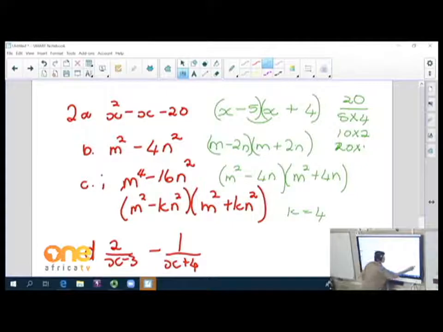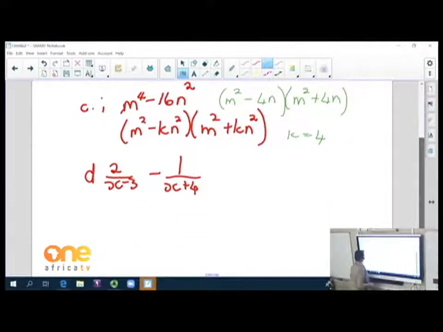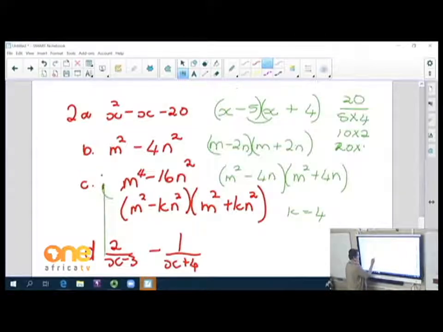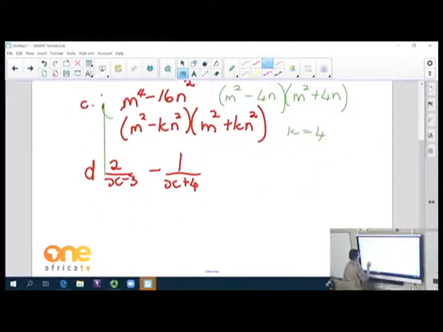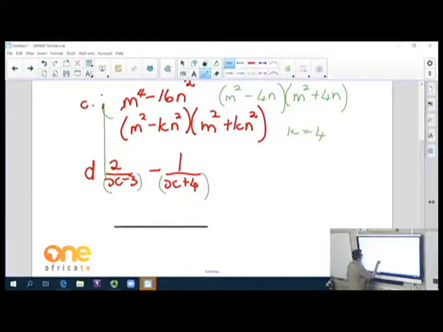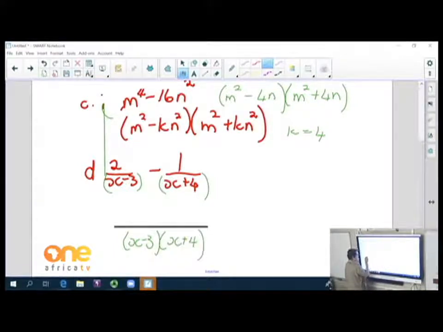And then we come to question D. Again, this is fractions. It's subtraction. I need to find, what was my keyword? The LCM. And what is then the LCM here? It will be x minus 3, x plus 4. So I multiply with x minus 3, x plus 4, and I times with x minus 3, x plus 4.